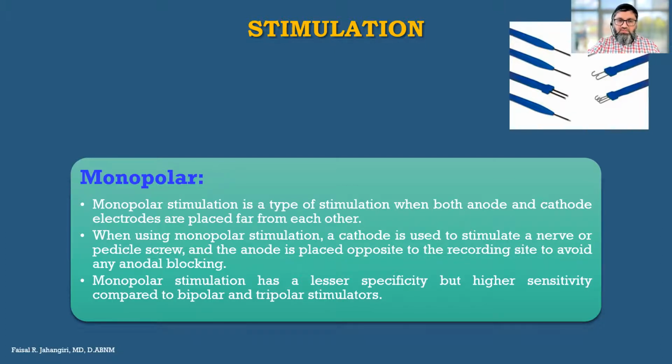So if you're using Taniguchi or high frequency motor mapping, for the cortical gray area we use monopolar anodal stimulation. For subcortical, we use monopolar cathodal stimulation. So it's opposite.